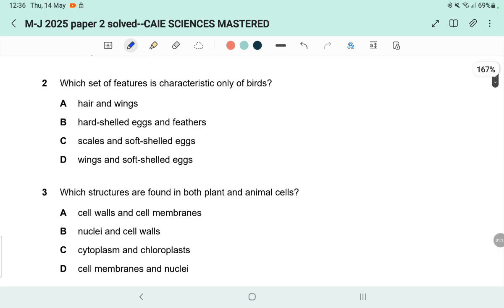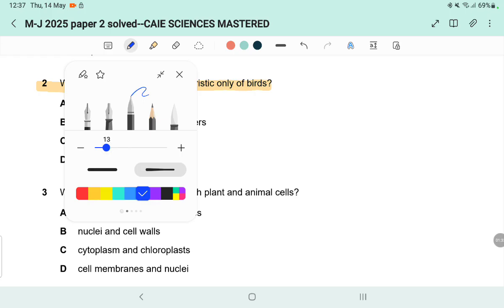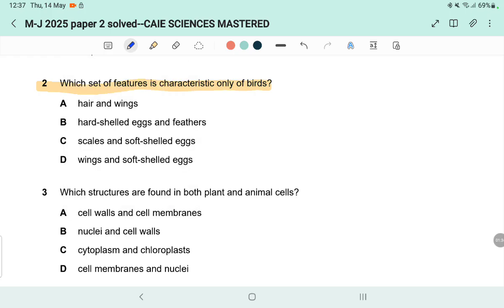Moving on to the next question. It is saying here, which set of features is characteristic only of birds? So birds, we can say that they have hard-shelled eggs and feathers, and let us see why the other options are wrong. In seeing why the other options are wrong, we can see that hair is a characteristic of mammals and birds are not mammals.